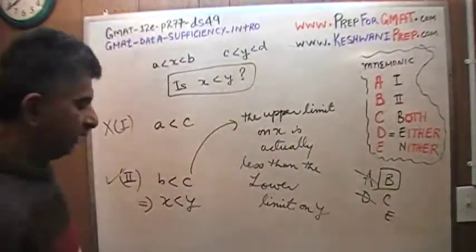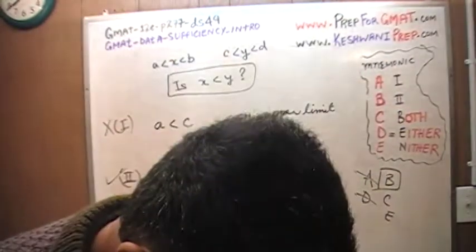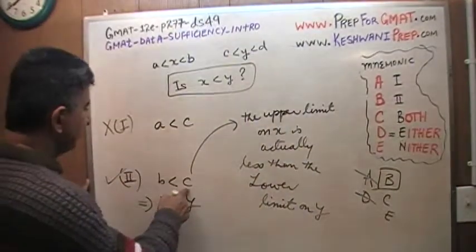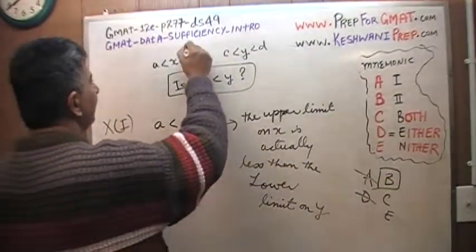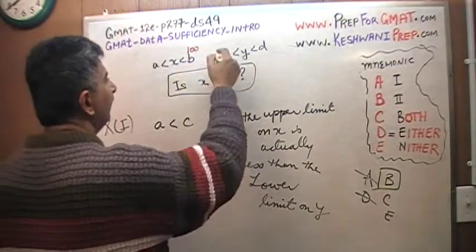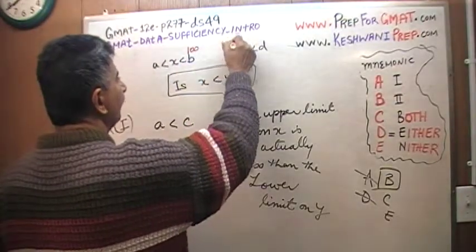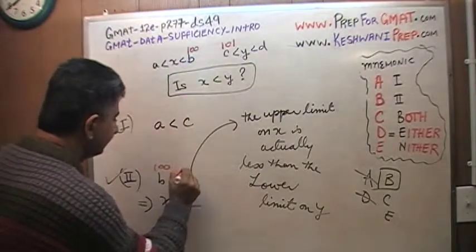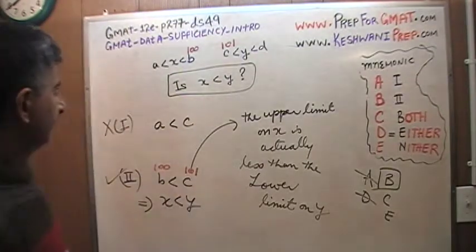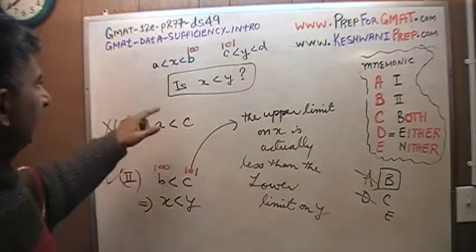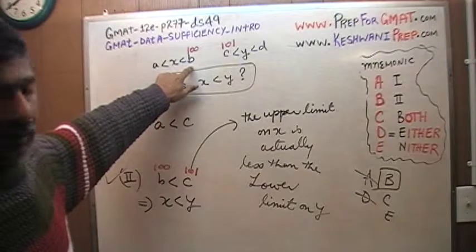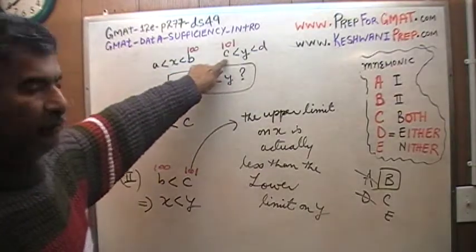Or if you wanted to plug in numbers like before, we could do that just to show you here. For example, since we are told that b is less than c, maybe b is, let's say, 100 and c is 101. See, b is less than c. That tells us that x cannot be 100, and this tells us that y has to be more than 101.